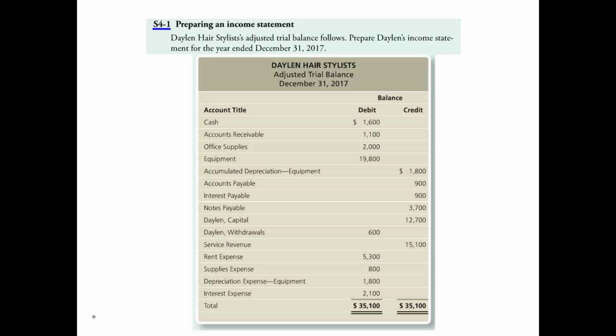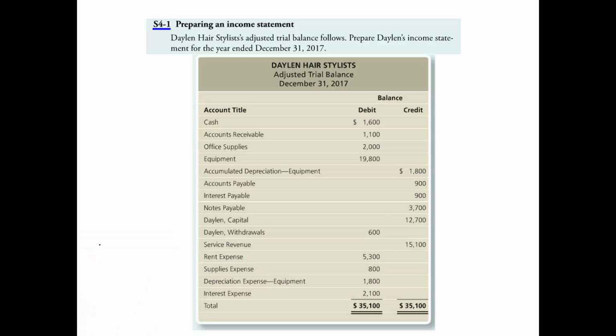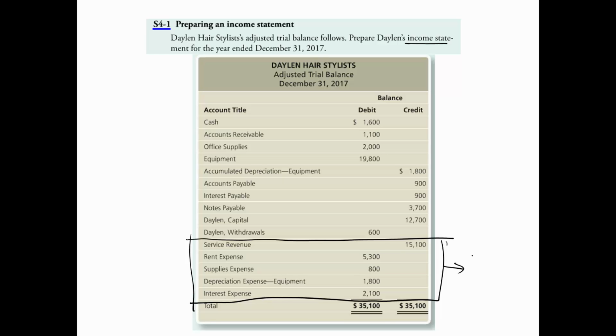So here's a couple problems that we are using the trial balance, the adjusted trial balance, to do the financial statements. The first one, of course, we always do is the income statement. And if I have everything on my trial balance in order, these are all right here together, right? Here's my revenue, and here's all my expenses. And so right here, this is all what's going to the income statement.